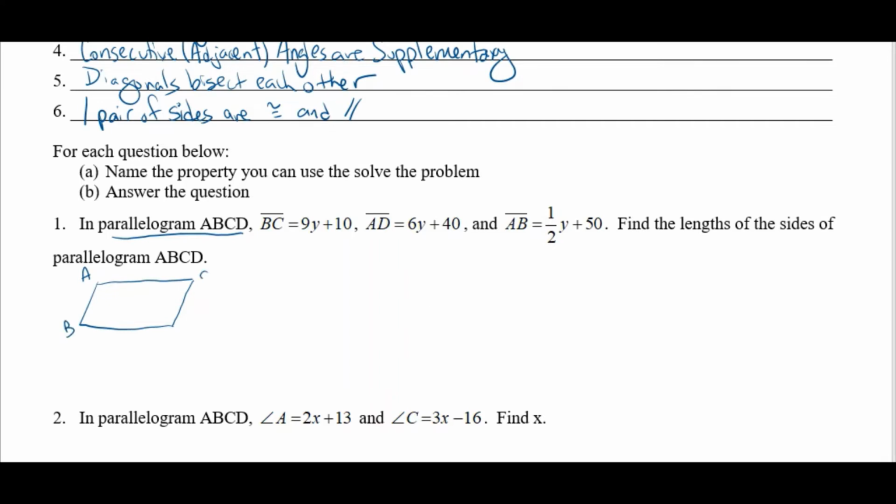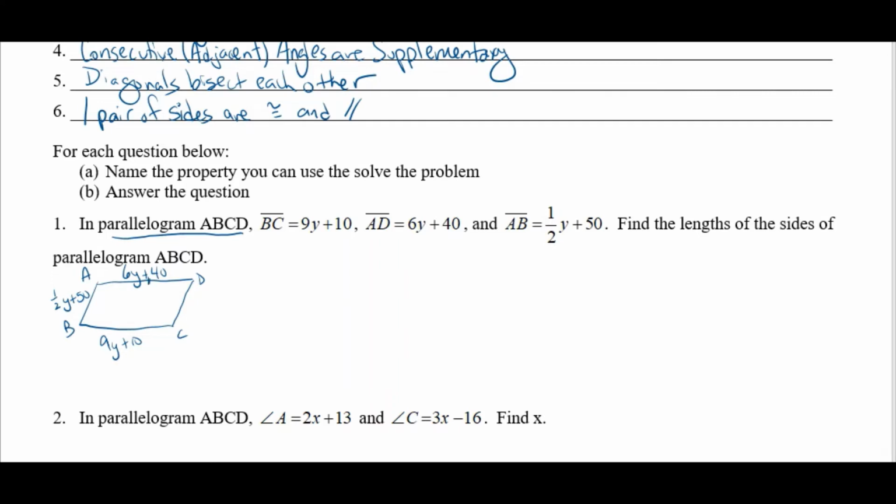and say B, C, or no, it's not going to be B, C, D. We're not going to bounce back and forth. So it's not going to be C, D like this, okay? Because that's not going around in a circle. So what you're going to do is put down C next and then D, okay? So it says, and now we can kind of label our figure that BC is 9y plus 10, okay? AD is 6y plus 40, and AB is 1/2 y plus 50.